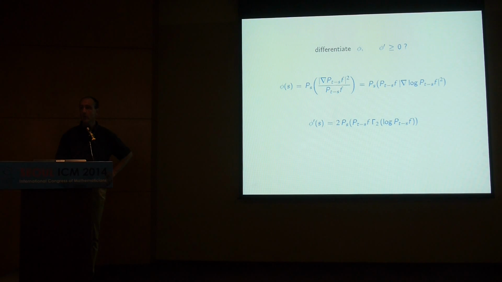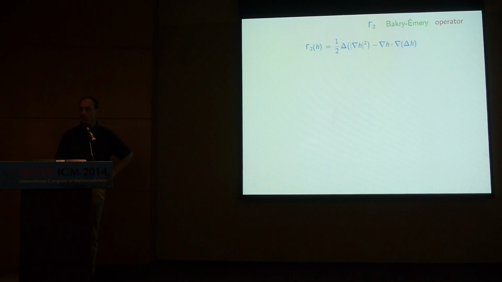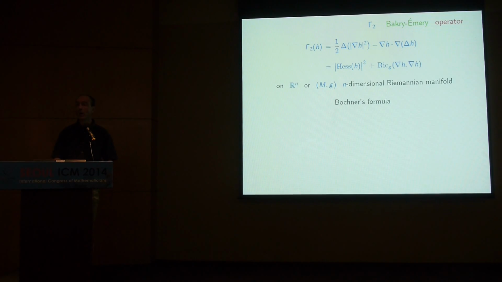And gamma 2 is a second order operator, which is by now called the Bakry-Emery operator, and it is this expression, which of course on Rn is simply the Hilbert-Schmidt norm of the Hessian of your smooth function f. But for geometers, of course, they will immediately recognize that this gamma 2 is one half of the very classical Bochner formula in Riemannian geometry that involves the Ricci tensor of your Riemannian manifold.